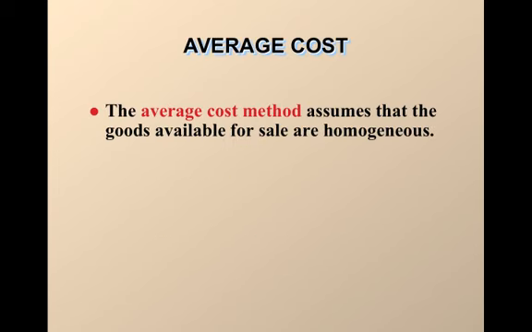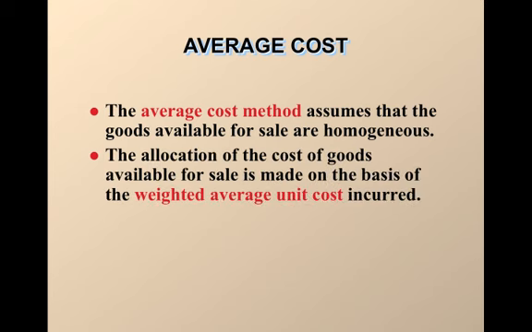So what is average cost? Well, the average cost method of inventory valuation assumes that the goods available for sale are homogeneous. That means similar in cost. And the allocation of the cost of goods available for sale is made on the basis of the weighted average unit cost incurred.